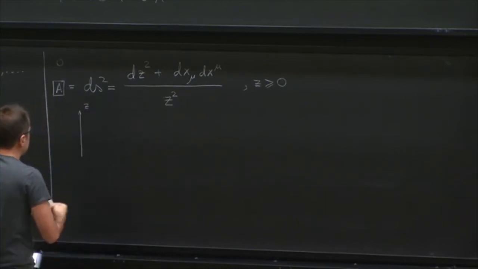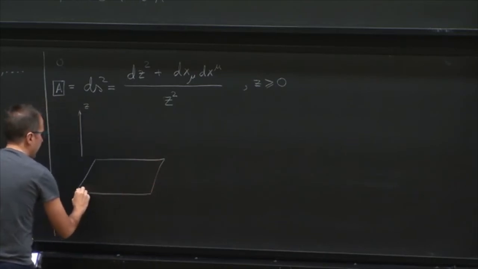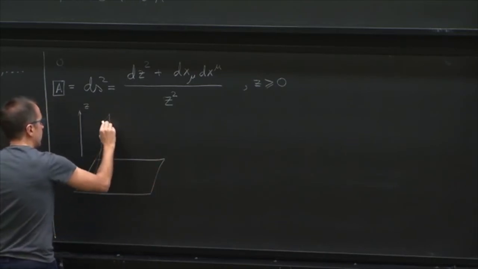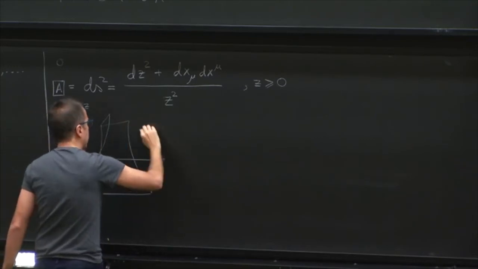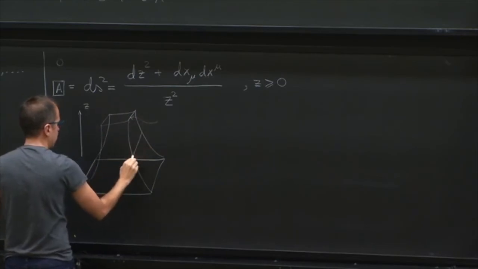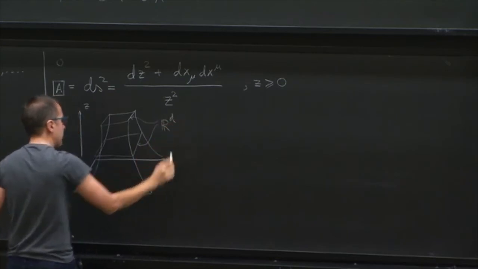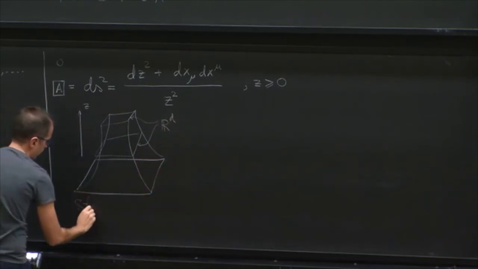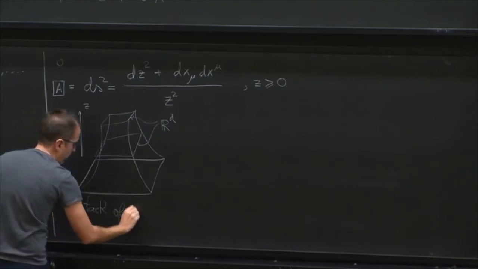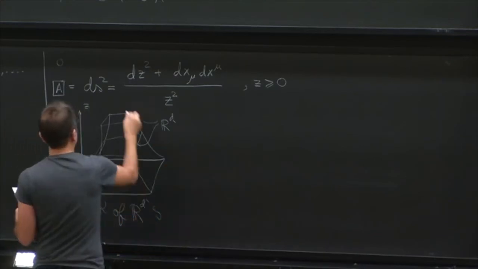So a nice picture for it would be something like this is z. I think that this is Rd. And then I have a bunch of stacks of Rd that are becoming smaller as I go up in z. So at each fixed z, I get some Rd. It's like a stack of Rds. It's just a definition of a space-time. Okay, it's a definition.